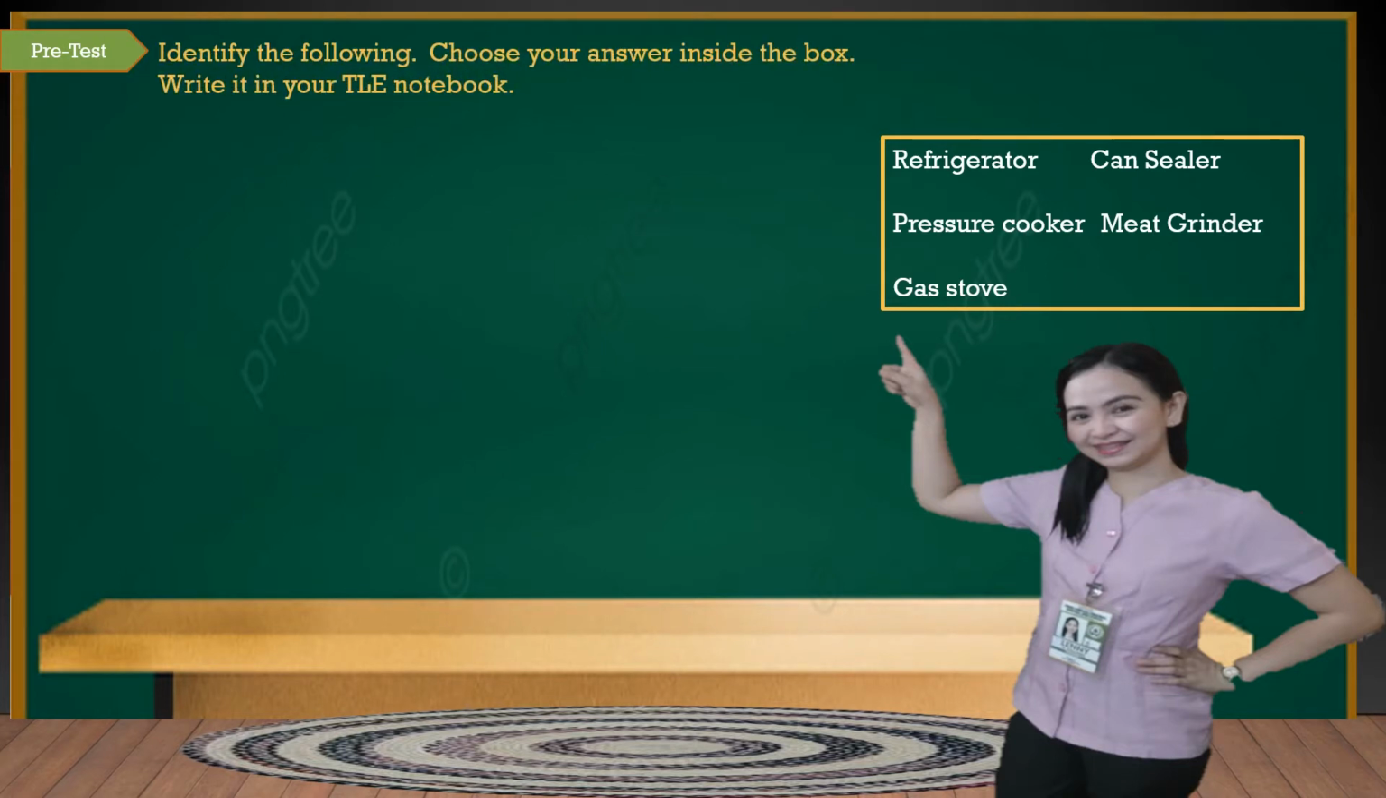Now, students, let's take a pretest. What you're going to do is to identify the following statements. Choose your answer inside the box and write it in your TLE notebook. Number 1. Which of the following is used for sealing cans?